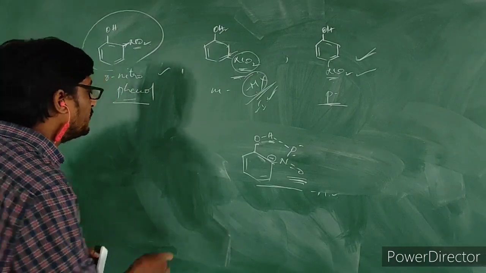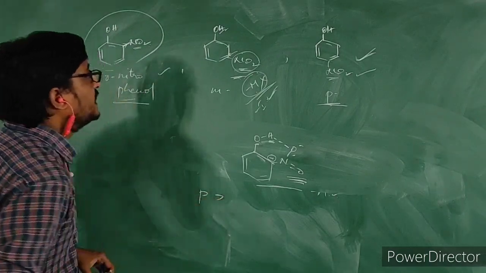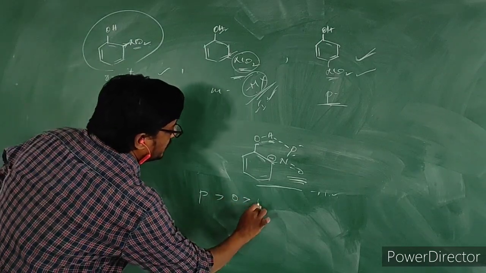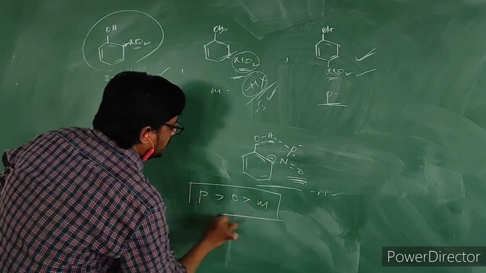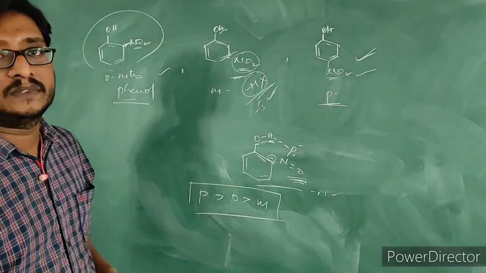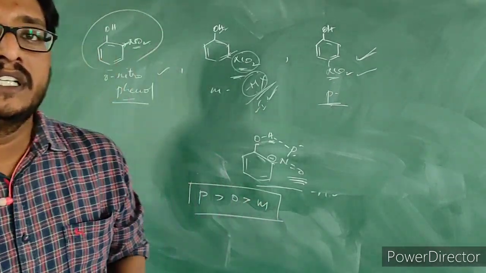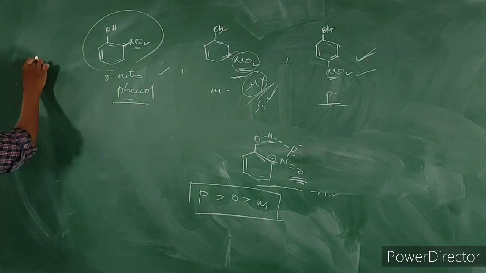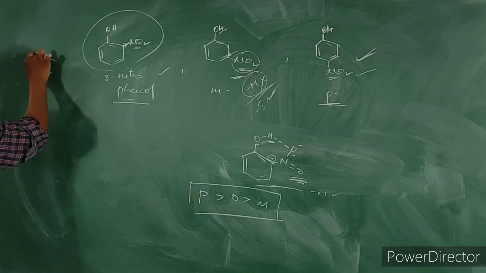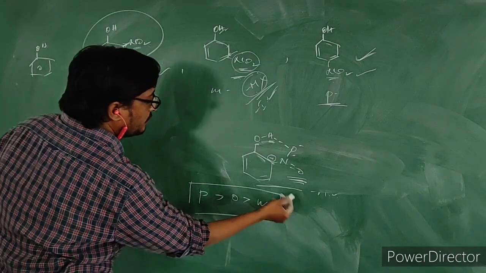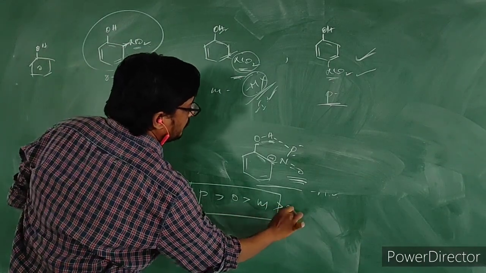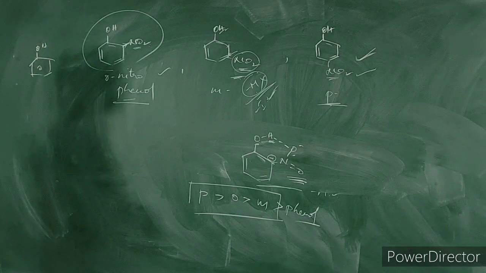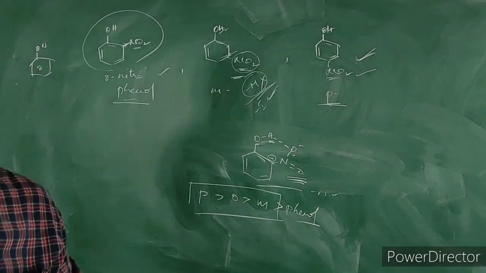So the order will be para greater than ortho greater than meta. This will be the order. Please keep this in mind. Okay, this is important. So if in the question he has given phenol also, then metanitrophenol will be more acidic when compared with phenol. Okay, please take this.